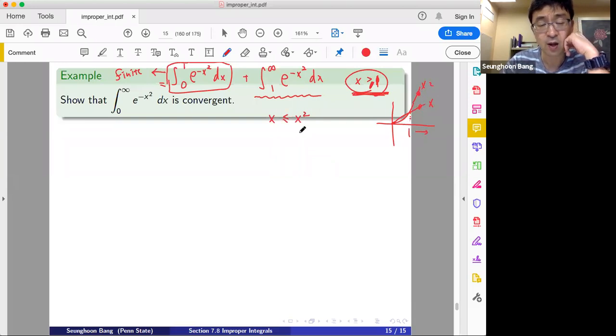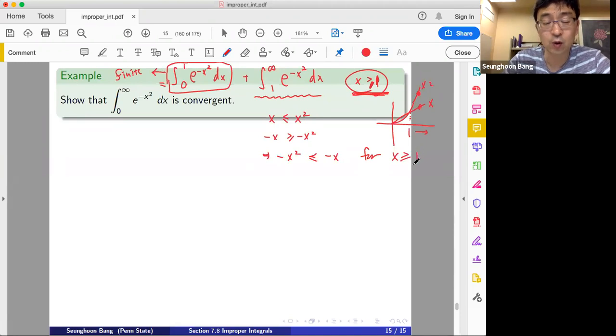Yes, we have it. Next, take a negative sign. What happens? Here, negative x squared changes. Is that right? So we have this result: minus x squared is less than or equal to negative x, for x greater than or equal to 1. Next, you can take e to both sides. What about the inequality? Does the inequality keep the same direction, or change? So what's your answer?